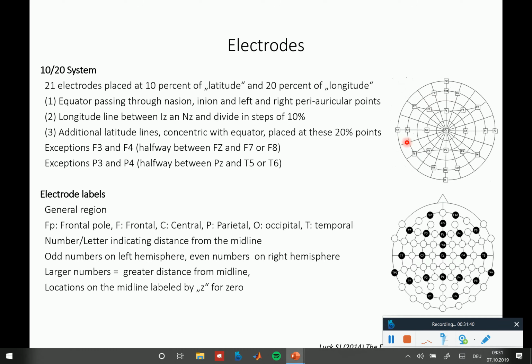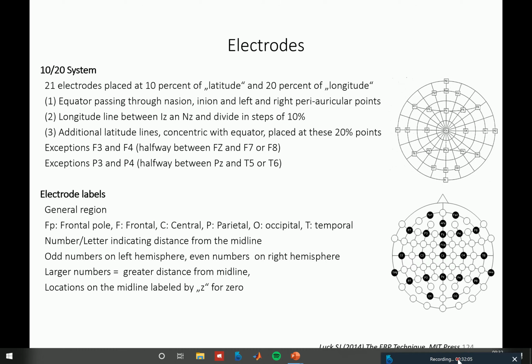So you don't have to actually find these circle lines and all the other latitude lines, because the electrodes are just on the cap like that. But this logic of 10% in this direction, 20% in this direction is still in the name, and also what these electrode caps refer to. The electrode labels are then based on the general region where the electrodes are. So FP for frontal pole, F for frontal, C for central, P for parietal, O for occipital, T for temporal.